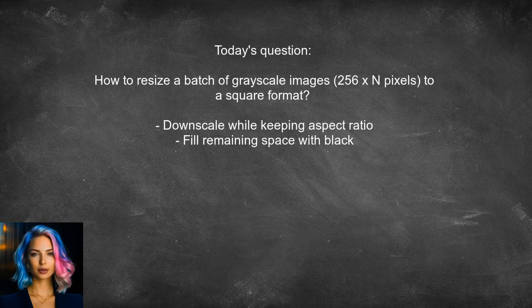Here's the specific question we're addressing today. One user asked how to resize a batch of grayscale images that are 256 by n pixels, where n varies but is always less than or equal to 256. They want to downscale these images to a square format while keeping the aspect ratio and filling the remaining space with black. Sounds tricky, right? Let's dive into the solution.